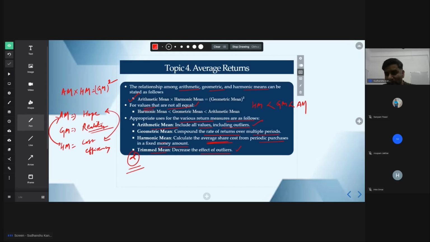So why is geometric mean less than arithmetic mean? If it is compounding, then shouldn't the effect of compounding make it higher? See, this is a very common confusion among students. You're applying the concept in a wrong way, right? Let me explain. You are asking, sir, why is geometric mean less than your arithmetic mean?